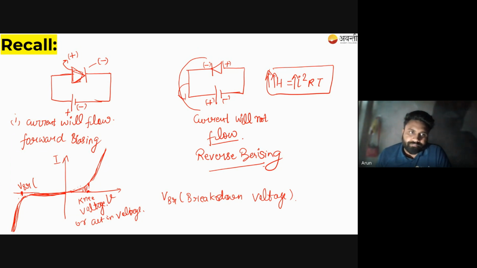After this VBR, if you increase the value of voltage, the current value will definitely shoot up. But it is not dependent on the voltage provided in the reverse biasing. So in reverse biasing, the current flow, which is known as the reverse bias current, is not dependent on the voltage that you have provided. I hope everyone got this.